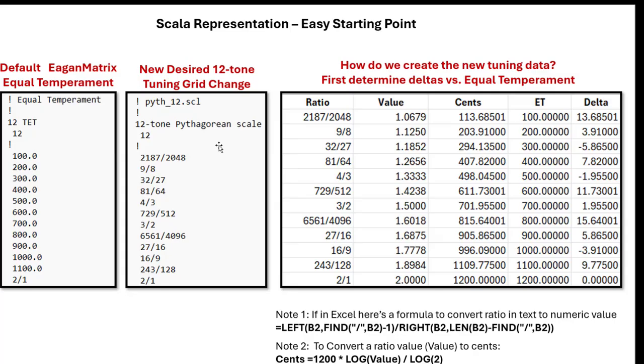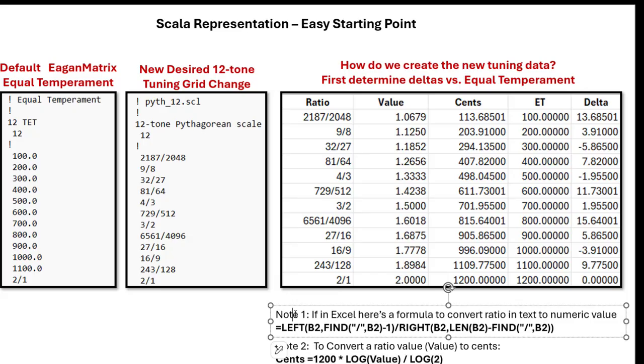So the first thing you're going to want to do is take your ratios or your cents specification and create a table for all 12 of your notes specified in cents. You can just use that value. If you have ratios, you're going to have to use a formula down here to create cents from your ratio.